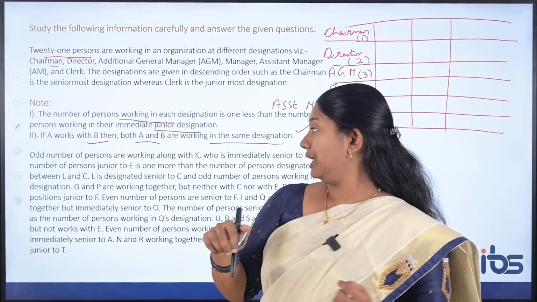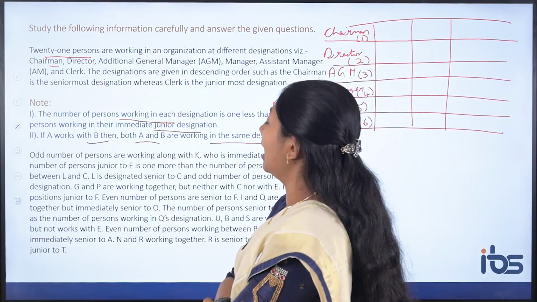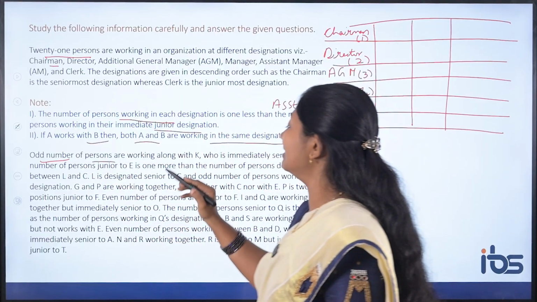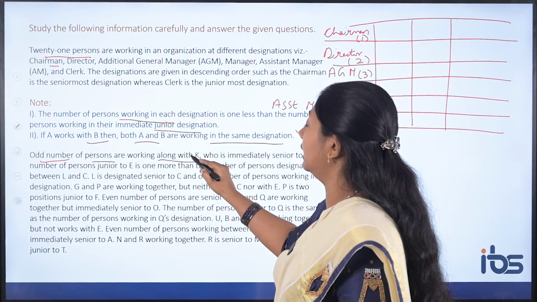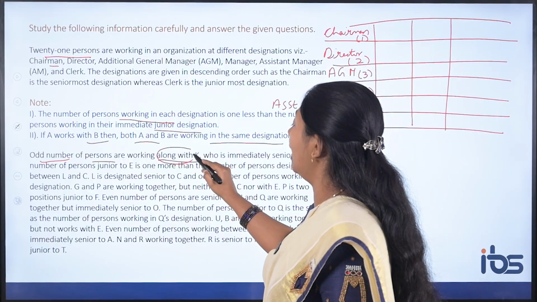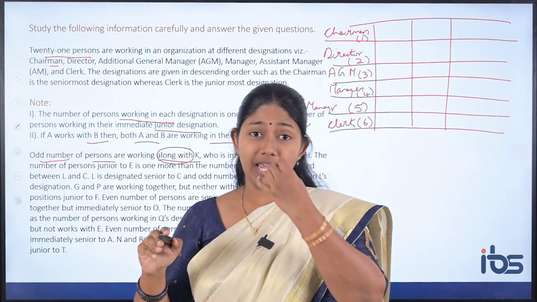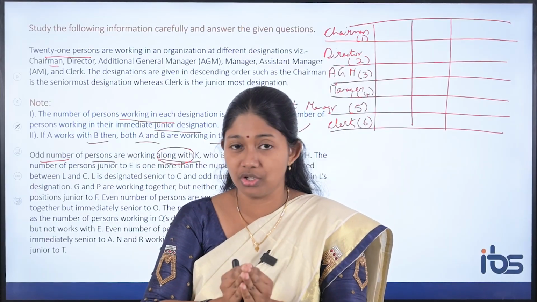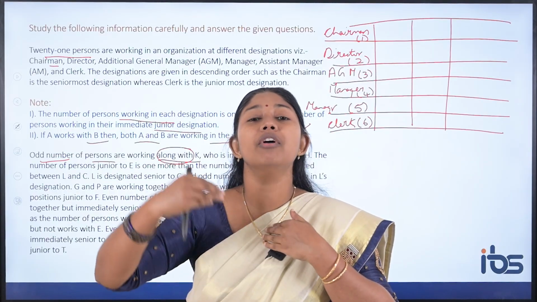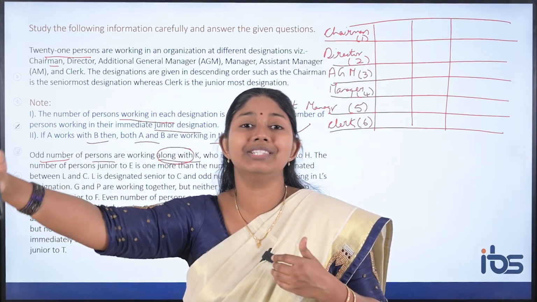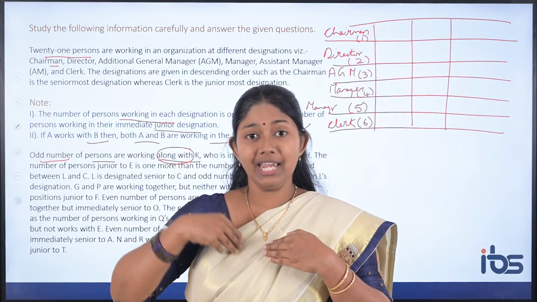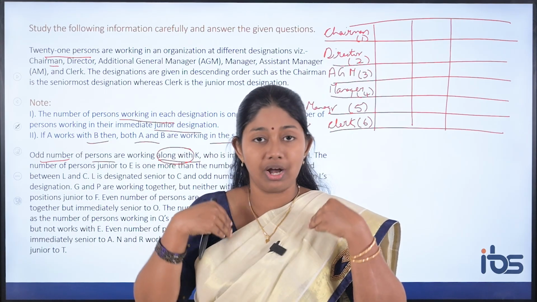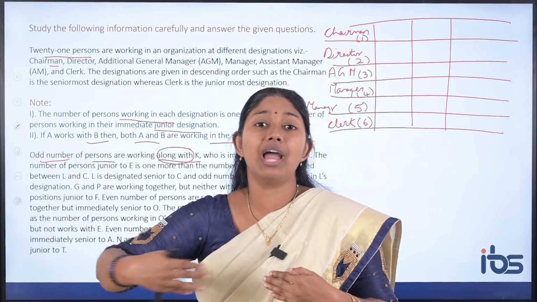Now moving on to each statement in the puzzle, from here I will read: odd number of persons are working along with K. This word is important, along with. If you are playing along with your friend, it means you and your friend, you don't include yourself. I along with my friends visited the shopping mall. Along with means we don't include ourselves but the other persons who are along with us.